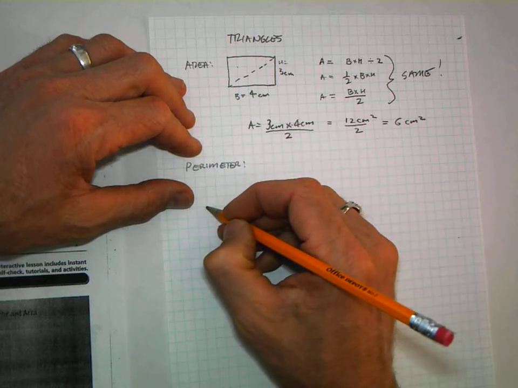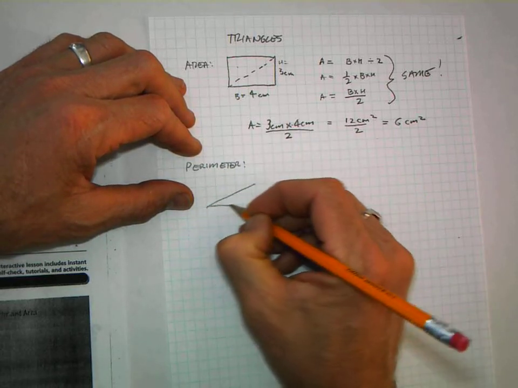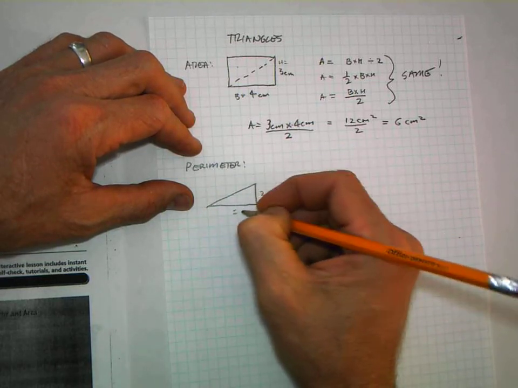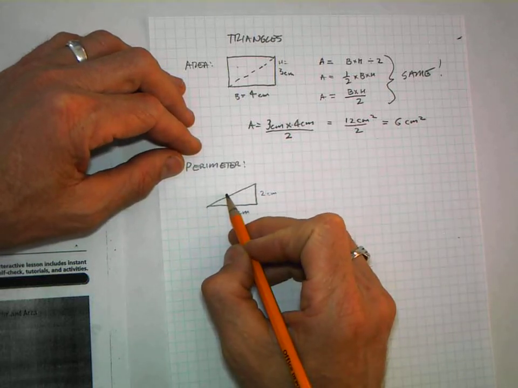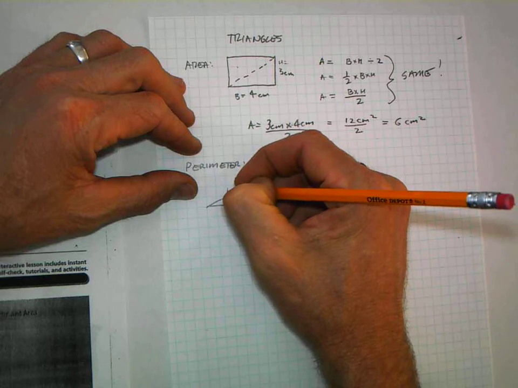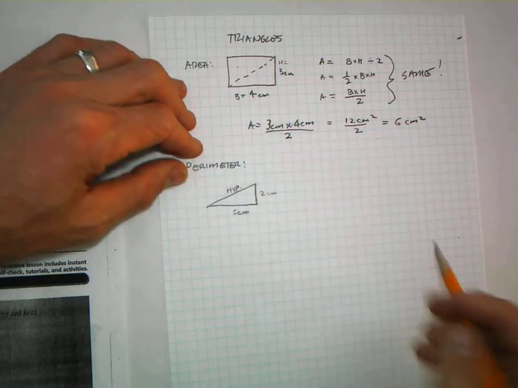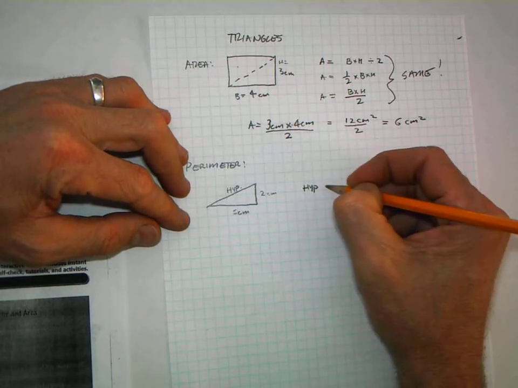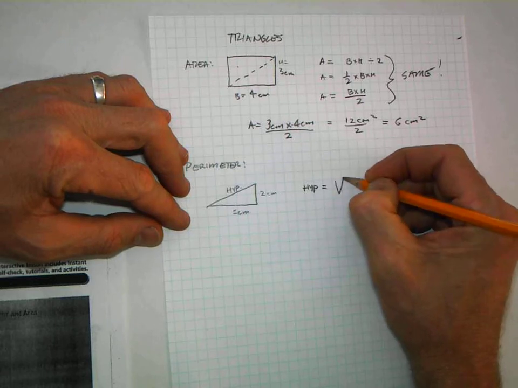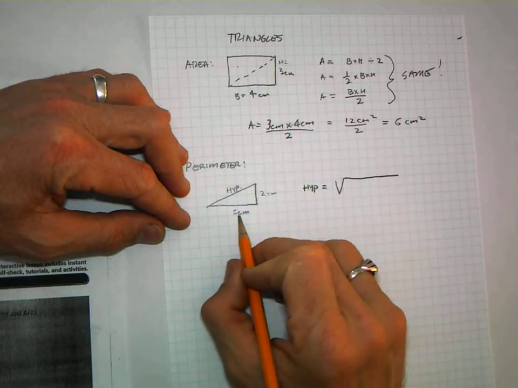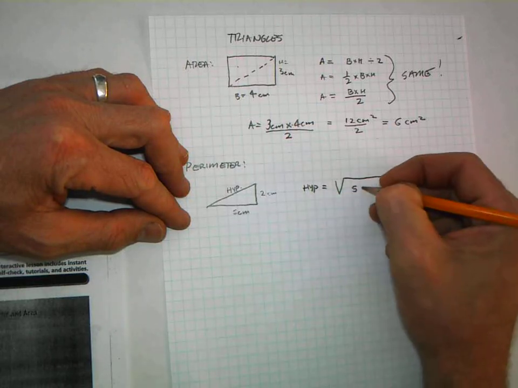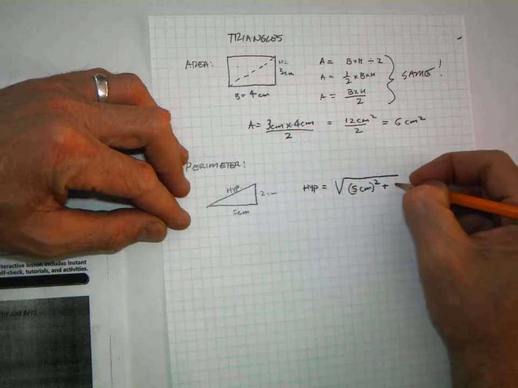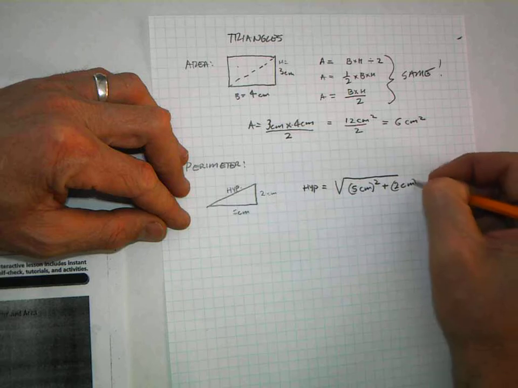So let's say we have a triangle, and this triangle is going to have a height of 2 centimeters and a base of 5. How long is that? Well, let's just call this the hypotenuse, which is the third side of the triangle. And for us, the hypotenuse is going to be equal to, here's the formula that we learned last time, the square root of this distance squared plus this distance squared.